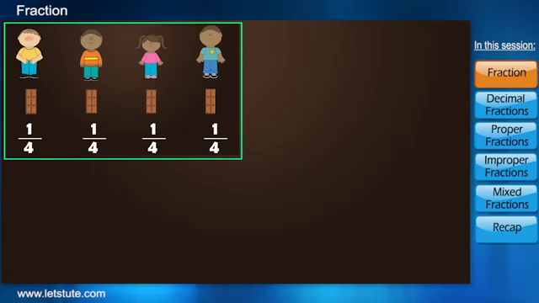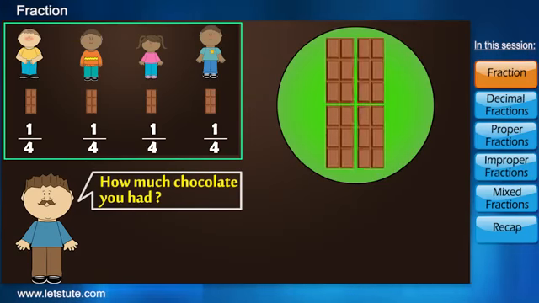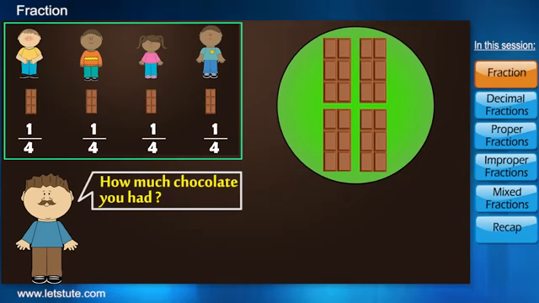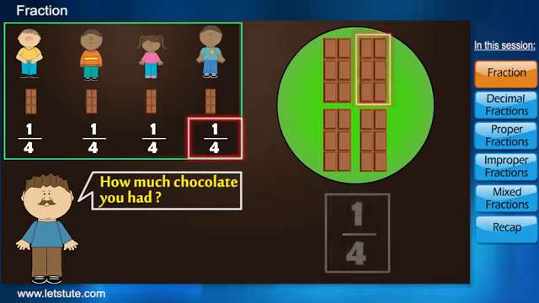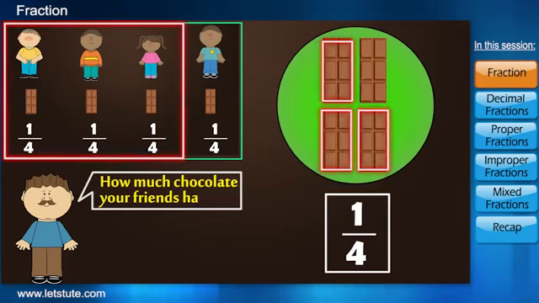Now, suppose your uncle asks you how much chocolate you had. You will not say you had one big chocolate, you divided it into 4 equal parts and ate one part of it. But now, as you know what fractions are, you will proudly say you ate 1/4 part of the chocolate. Now, can you tell me how much part of the chocolate did all your remaining friends have? 3 parts of the chocolate were remaining out of 4. So, they all had 3/4 part of the chocolate.